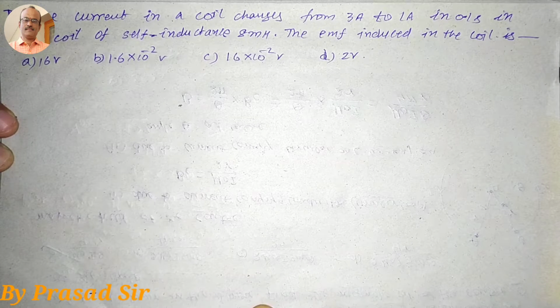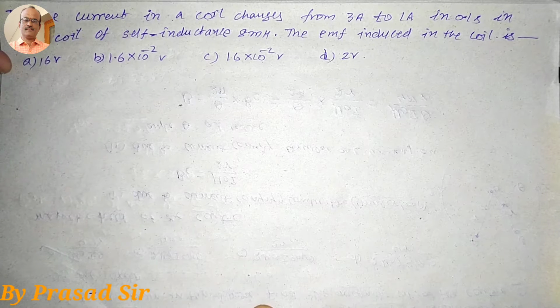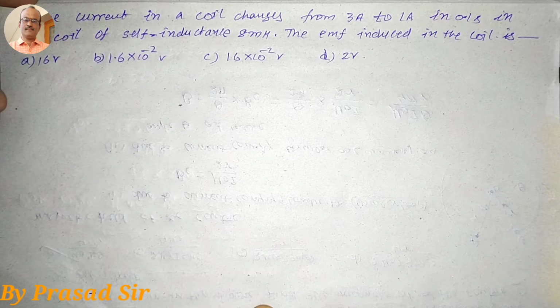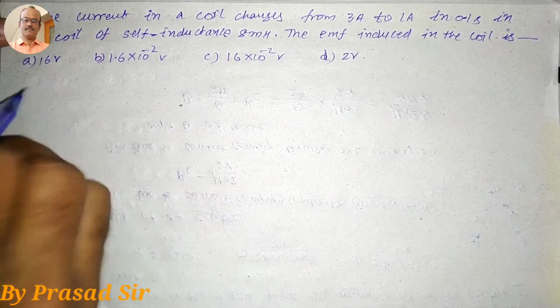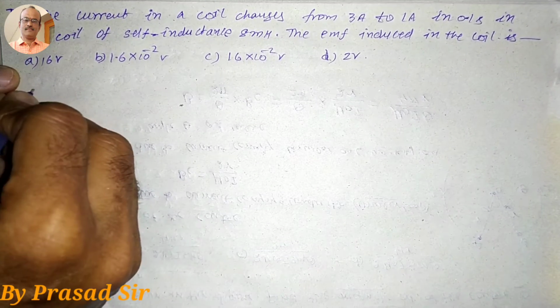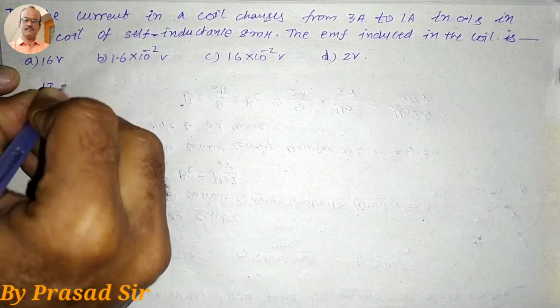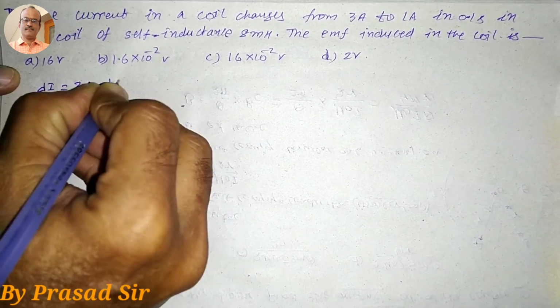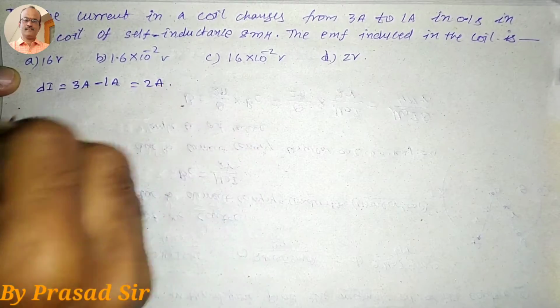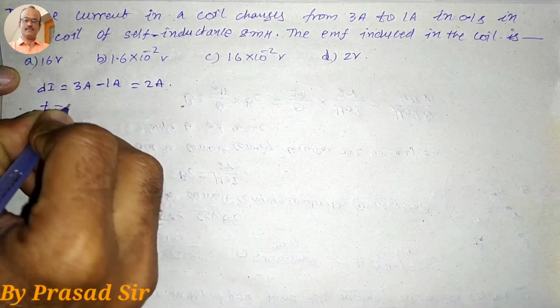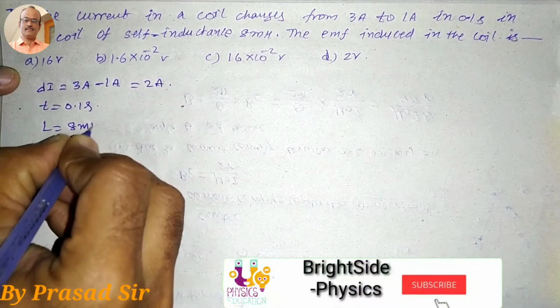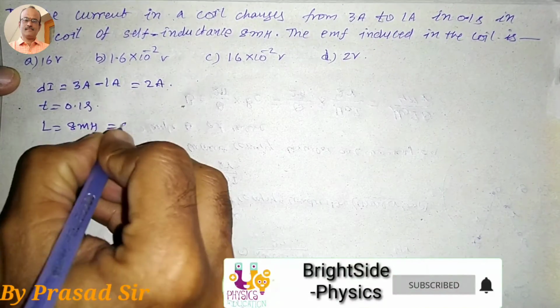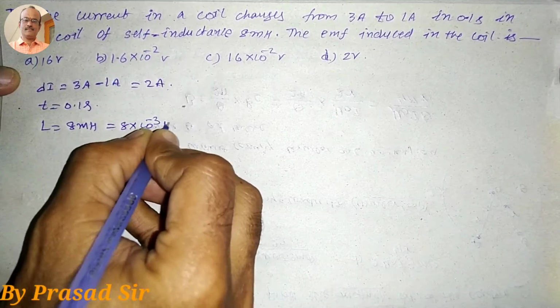Now the question number 32. The current in a coil changes from 3 amperes to 1 ampere in 0.1 seconds. In a coil of self-inductance 8 millihenry, the EMF induced in the coil is how much? So first of all, here there is a change in current. So change in current dI is equal to 3 amperes minus 1 ampere, is equal to 2 amperes. In how many seconds here? t is equal to 0.1 seconds and self-inductance L is equal to 8 millihenry. So 8 millihenry is nothing but 8 into 10 to the power of minus 3 Henry.